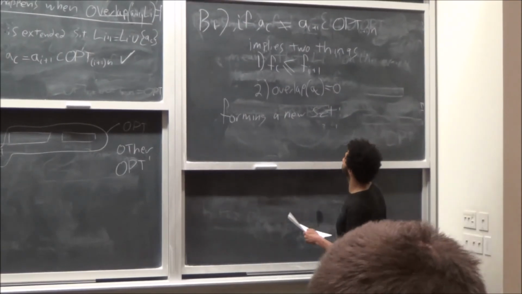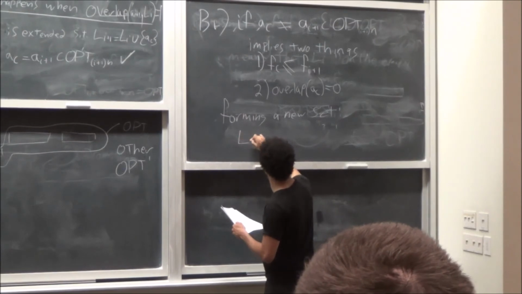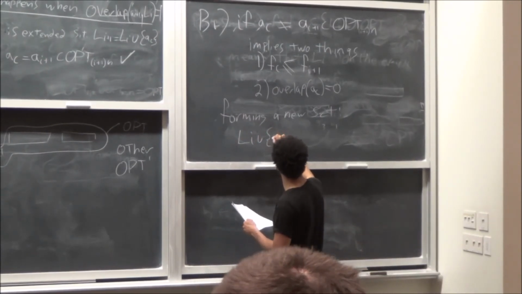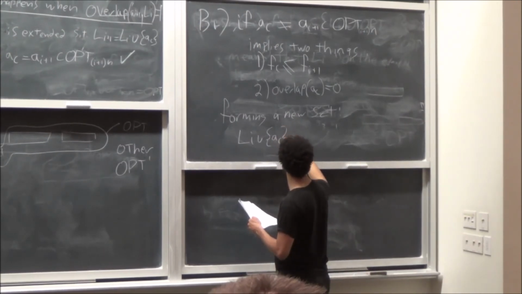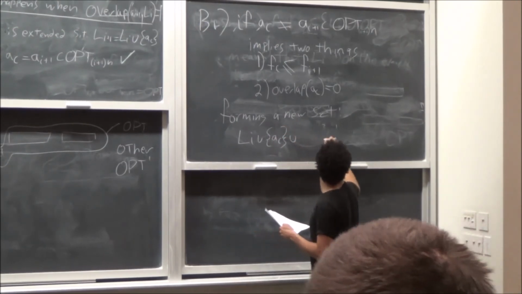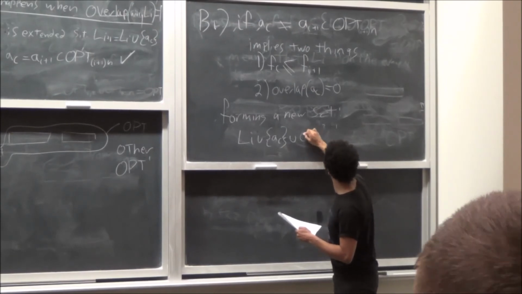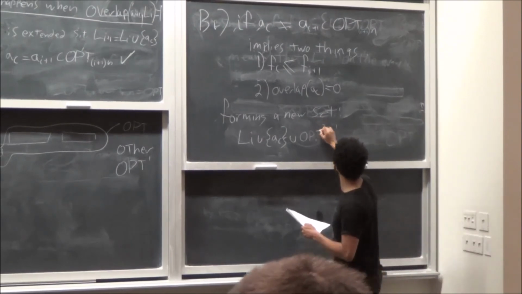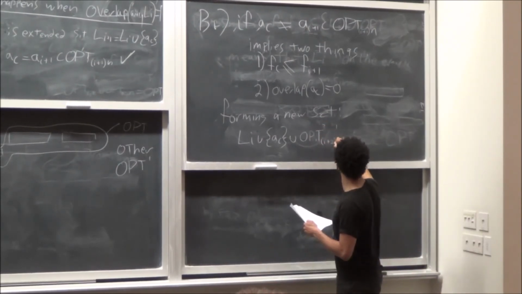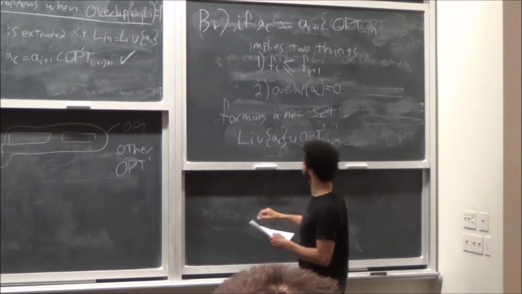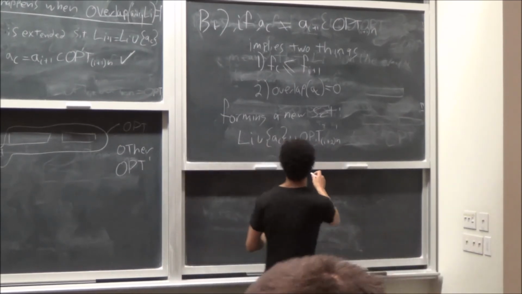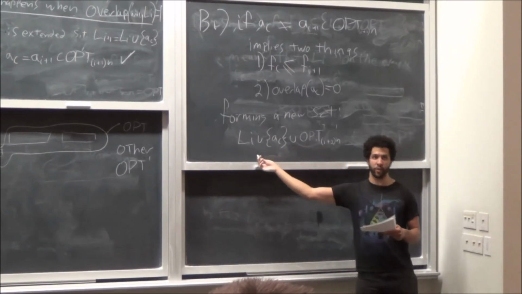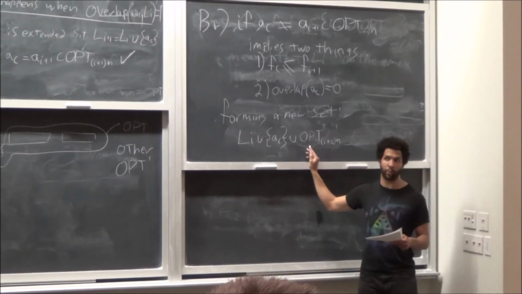Right? And our new set looks like Li union AC, right? Union our new OPT I plus 2 to n. So this is kind of the new set we're forming. We're forming a new set, and it could look like this. It could be promising. Would you say that this new set, given everything we know, is still promising?